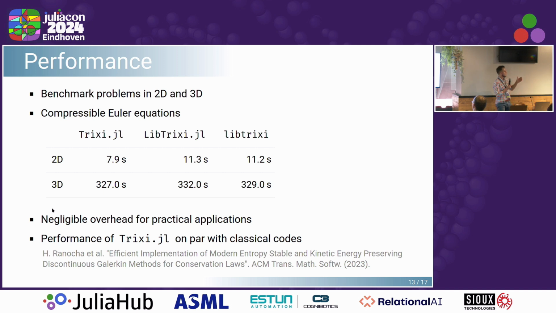So that just tells us that LibTrixi is kind of as fast as LibTrixi.jl, which is just the Julia interface, which is nearly as fast as native Trixi.jl. And that's good because we already know that the performance of Trixi.jl has been shown to be on par, or maybe even better at some points, than classical codes, so codes written in these classical HPC languages. Here's the reference.